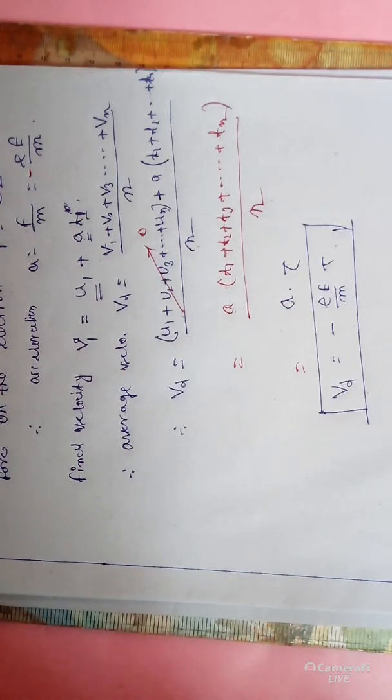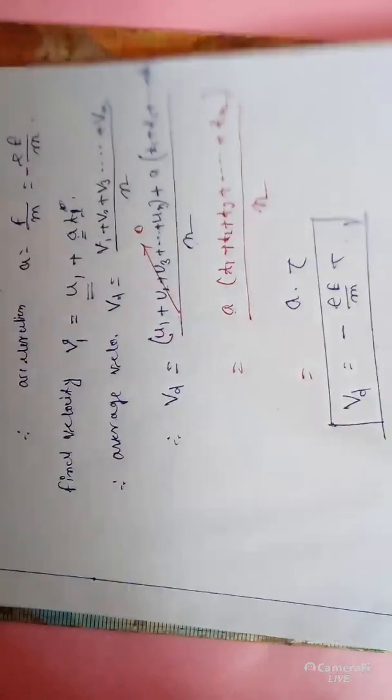Clear? Now come to the formula of Ohm's law on the basis of drift velocity, and from that Ohm's law you can easily derive the resistance of the conductor. How will you calculate?